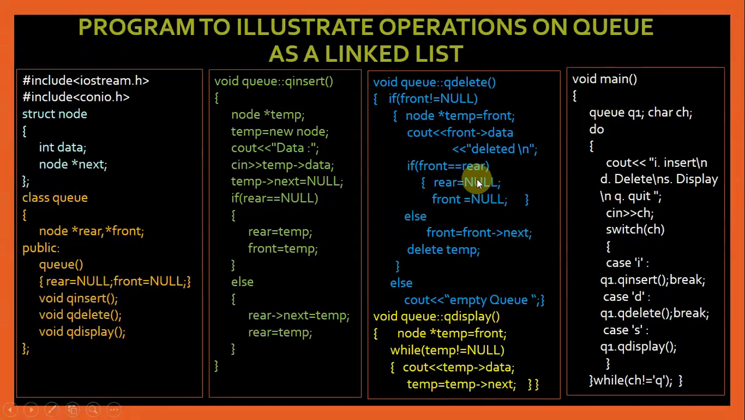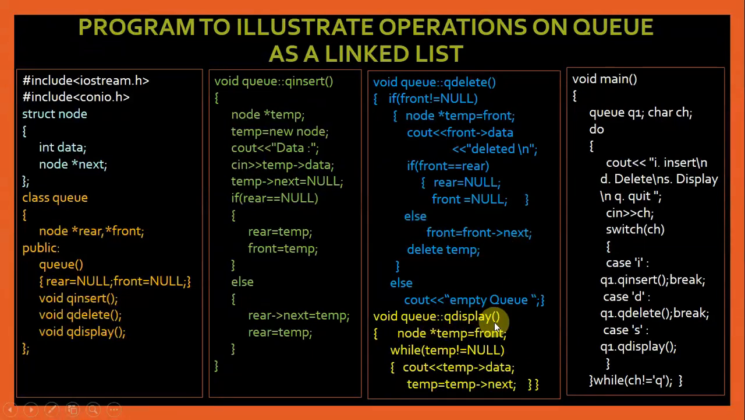And if this is not the case, there are many nodes in the queue, then in that case, we will simply store the address of next node in the front. So the front will start pointing to the next node. Then at the end, we will delete temp, in which the address of the first node was stored. Now we will delete it, and I have already told you that if we create a node using new operator, if we do the memory allocation using new operator, it is very important to delete it using the delete operator, to deallocate the memory.